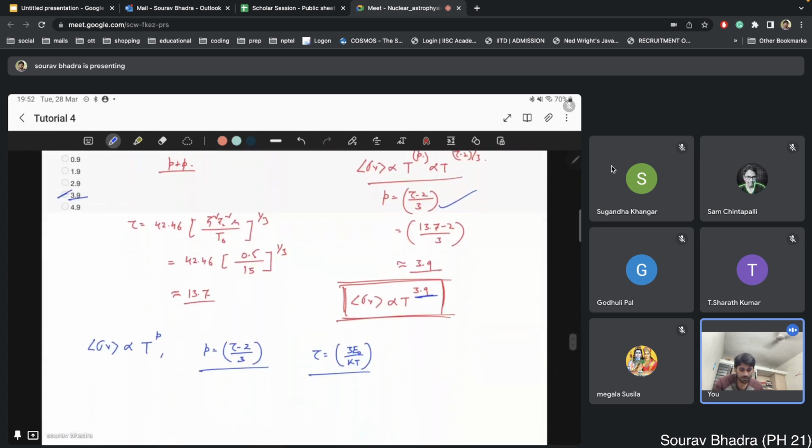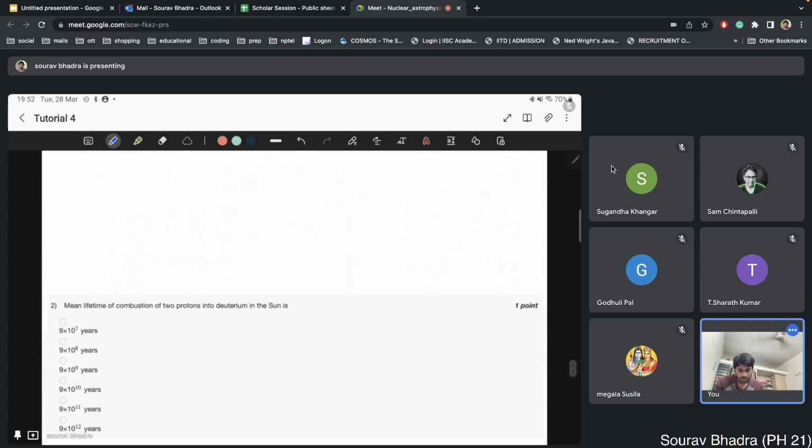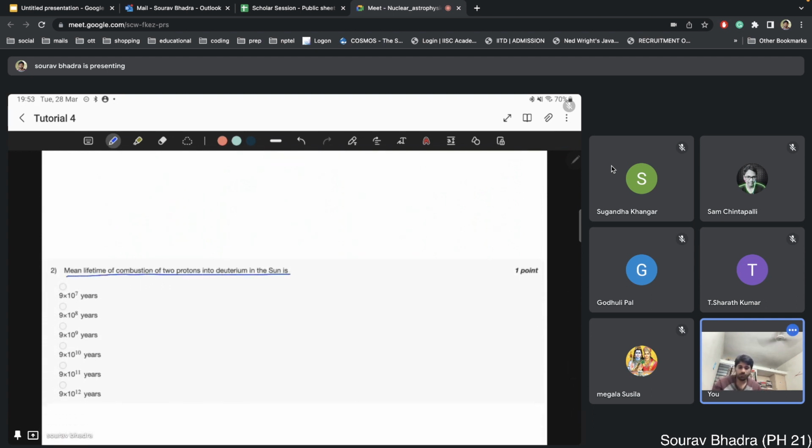Another problem is there: the mean lifetime of combustion of 2 protons into deuterium in the sun. The same type of problem I did in the last class, but there all the values of sigma v, the mean value of sigma v, were given, because till the 3rd week you do not have the idea of the S factor. But in the assignment the same question has been asked in such a way that nothing is given. You have to calculate sigma v from the knowledge you gathered in the 4th week.